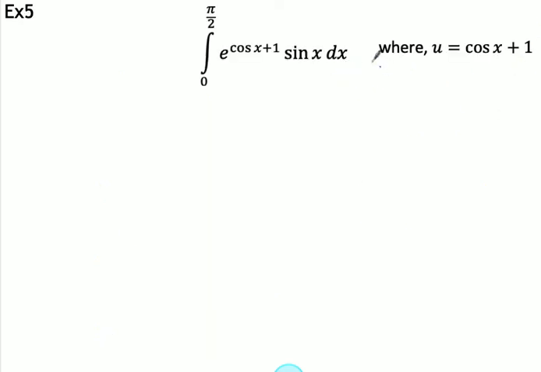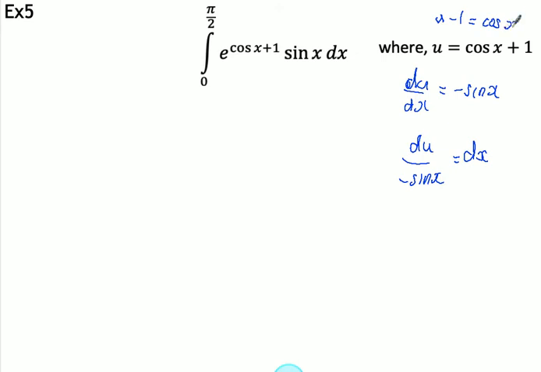Okay, this one, notice that the limits are in radians. Whenever we're using calculus with trigonometry, it only holds if the input is in radians. So du by dx is negative sine x. So du over negative sine x equals dx. And u subtract 1 is equal to cos x, just in case that is of any use to us.